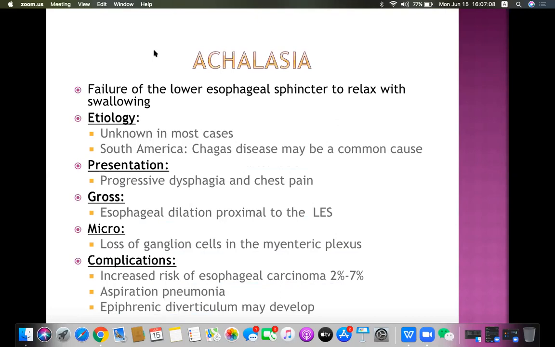Now, regarding the treatment of achalasia, we need to go for surgery.